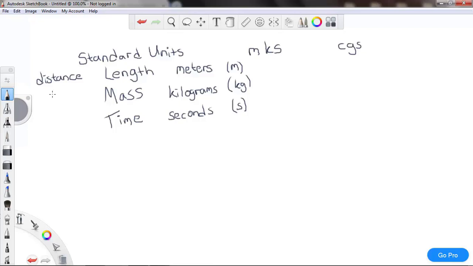Mass is a little bit less clear. Mass is not the same as weight. We often use it interchangeably in our daily lives, but it is not the same as weight. Mass is the amount of matter that is in something. It's the amount of stuff that's in something.